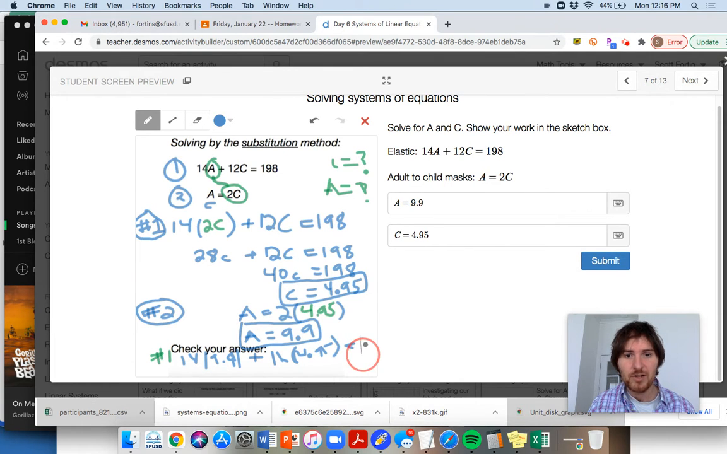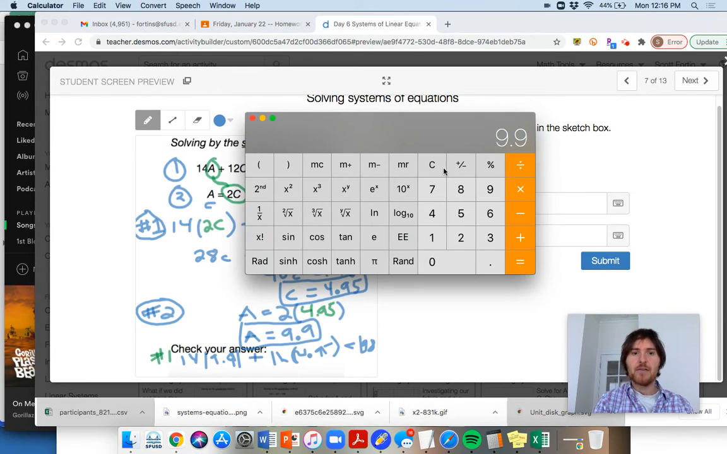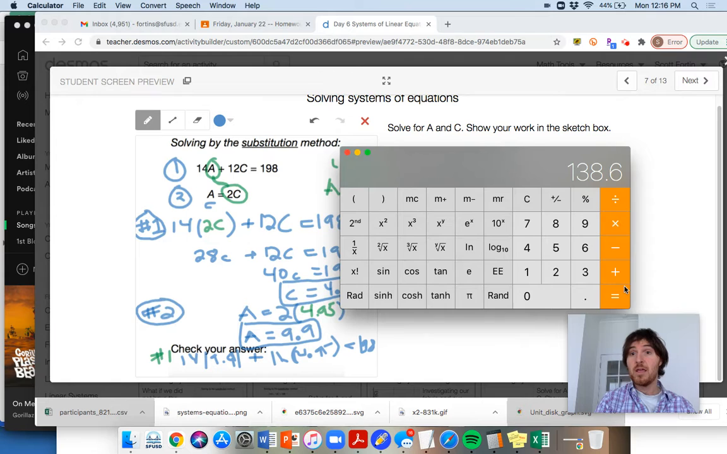And I won't show the work. I'll just do it quickly for the sake of this video. And I'll just show you that, hey, if I got 9.9 and I multiply by 14, so I'm checking that 9.9 in equation number 1. I'm also checking the 4.95 in this equation. So I got 138.6. So I'll remember 138.6. Let's see if I can remember that because I'm going to do 12 times 4.95.